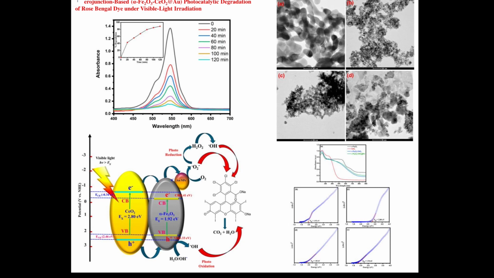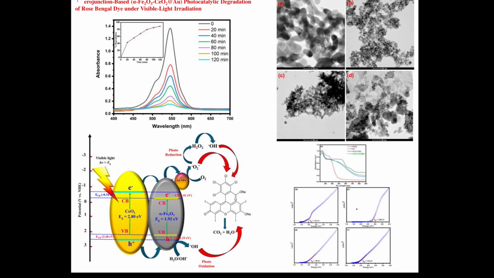Now here we have recently synthesized a few heterostructures of alpha Fe2O3 and cerium oxide, and we deposited gold on their surface, and we tested these materials for photodegradation of rose Bengal dye under visible light irradiation. And here we used the hydrothermal method for the synthesis, and we used cetyltrimethylammonium bromide as a template and ascorbic acid as fuel for these materials.